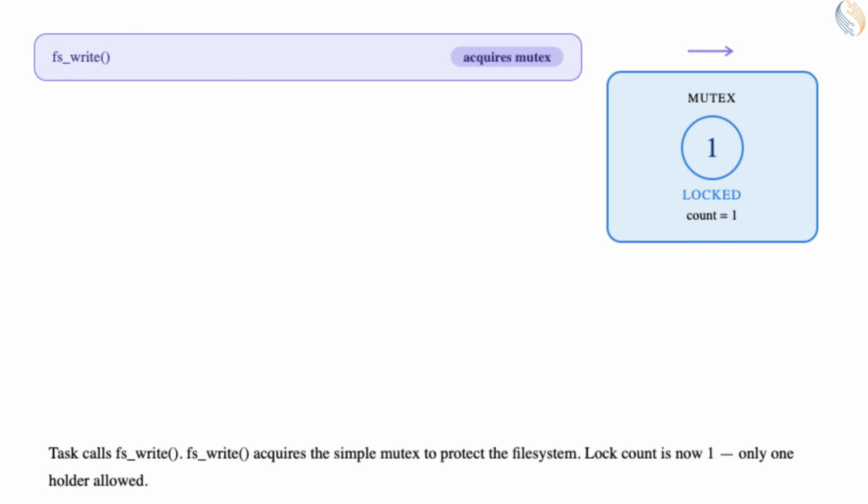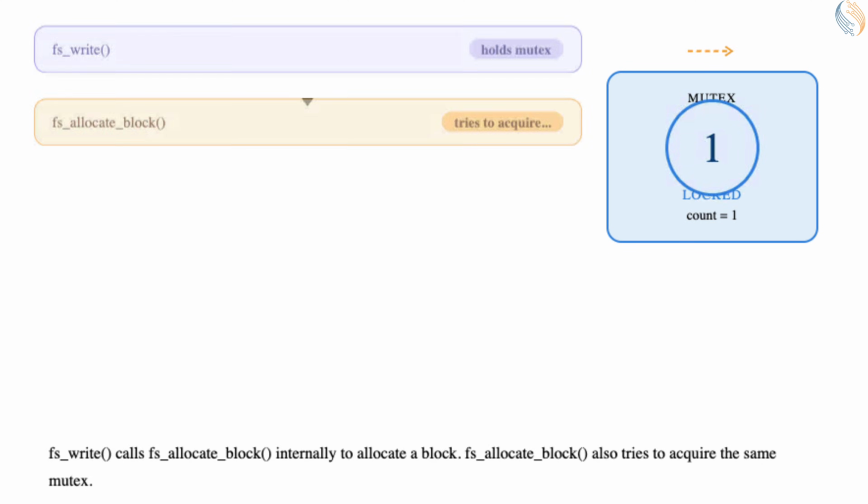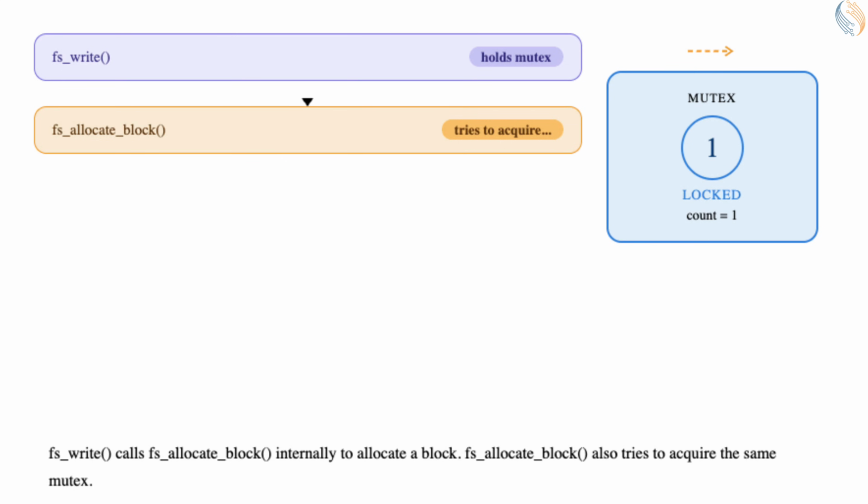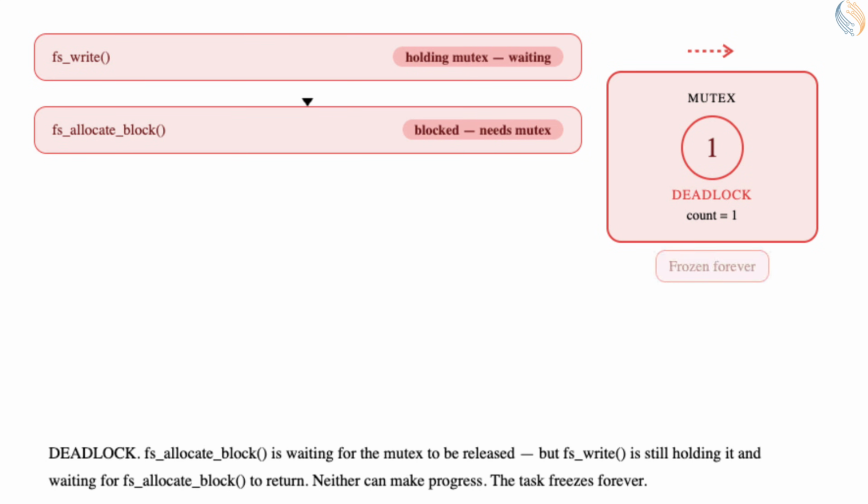Imagine a task calls write function, which acquires a mutex to safely write to a file. Internally, the write function calls another function to allocate a block on the file system, which in turn calls one more function to update the file system metadata. Both of these functions also try to acquire the same mutex to protect the shared file system resource. With a simple mutex, this would immediately deadlock.